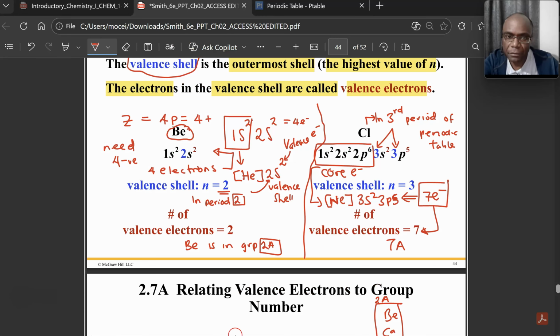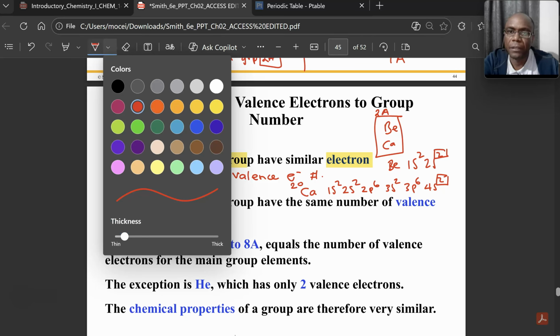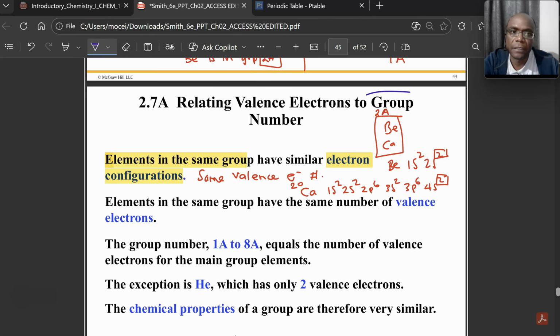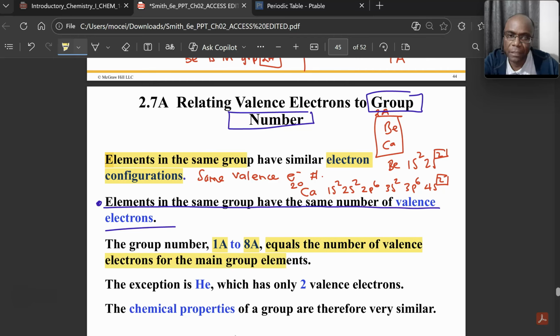So going back to the notes, what does the number of valence electrons tell us? It tells us the group number, the column where the element belongs. So I agree, elements in the same group will have the same number of valence electrons. I've shown you, the group numbers 1A to 8A, those are main group numbers, equal to the number of valence electrons in the main group elements.